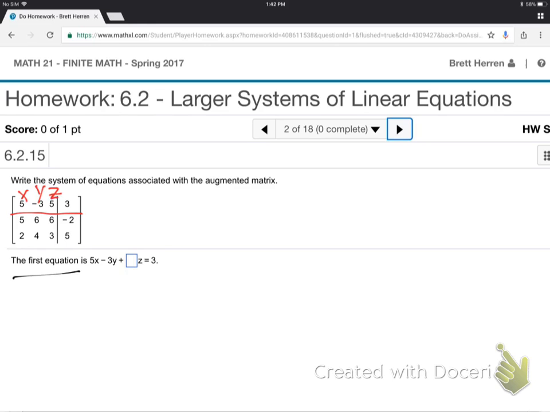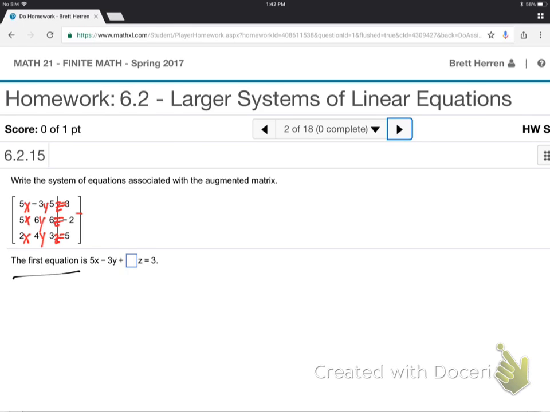Y'all get it? The first column, these are all x's. And these are all y's. And these are z's. And the bar, that bar is an equal sign. Equal. Equal. I'm writing pretty small there. Do you see what that really means?